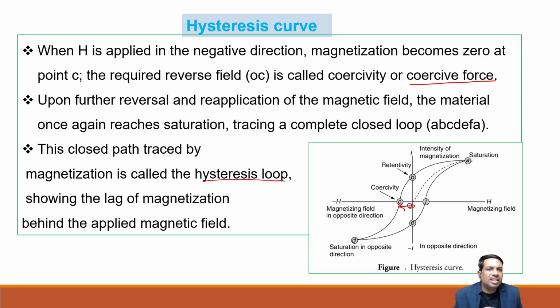At saturation, domains are oriented completely in one direction, and in the opposite direction the domain orientation will be completely opposite, but in the middle the domain orientation slowly changes. So in this way we can explain this hysteresis curve, right?